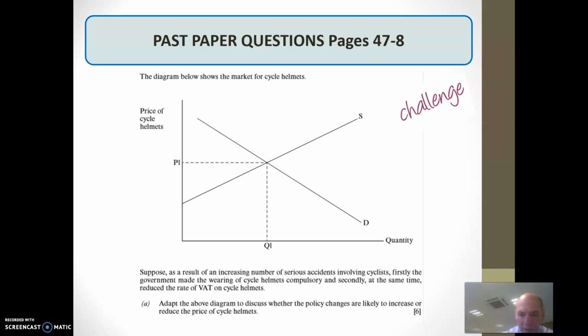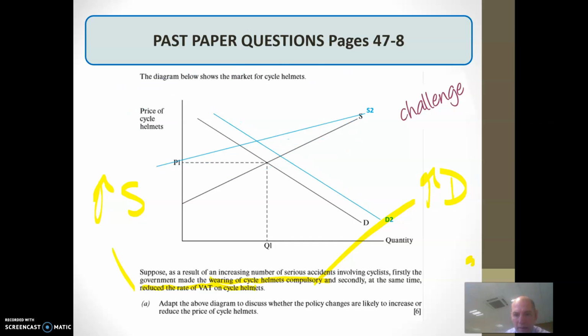Just very quickly pushing on in terms of the wider reading, what you should have focused on. The first thing was making cycle helmets compulsory, and that would lead to an increase in demand, whereas the reduced rate of VAT will lead to a rise in supply, and the connoisseurs will be able to tell me which direction the curve shifted, and it should be an outward divergent curve.